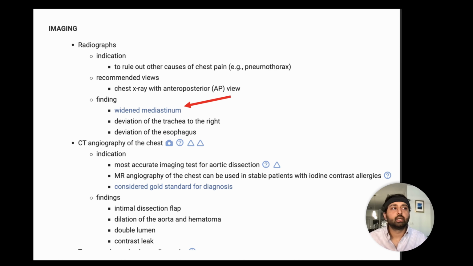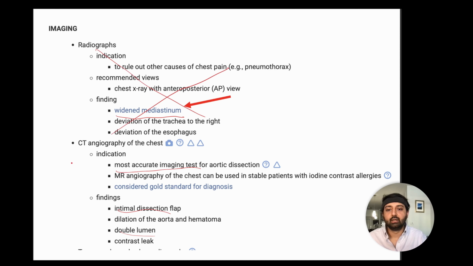And then a little bit more on the imaging. The litigation aspect of this is really going to hinge on, did you take a good history, and did you obtain the right images? Classically what I learned in medical school is that on x-ray you'll have a widened mediastinum, and on CT you'll have the dissection flap, the double lumen, all that stuff. Really there's only one thing you need to know, is that CT angio is the most accurate imaging test. You can't do anything with an x-ray.